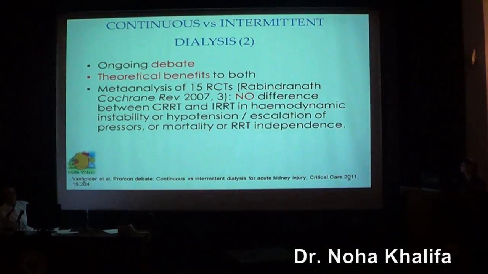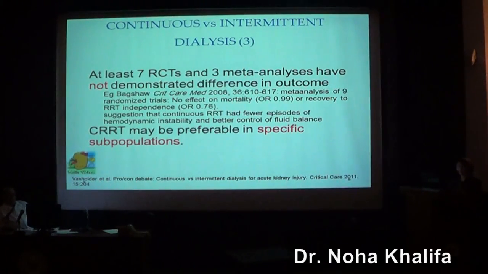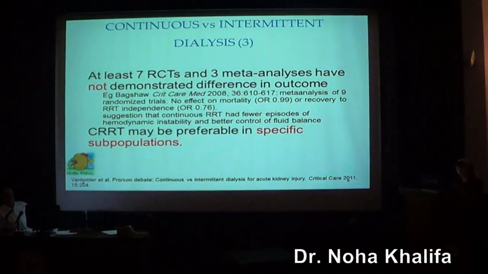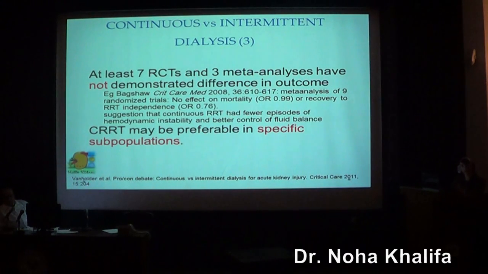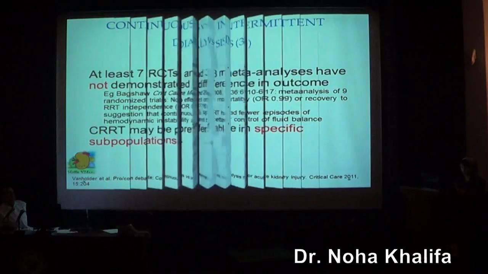So what we know is that there's an ongoing debate whether continuous is better or intermittent is better. There are only theoretical benefits, and all the randomized controlled studies showed no difference in terms of improvement. At least 7 studies and 3 meta-analyses did not demonstrate any difference in the outcome. So does this mean that continuous is useless and we have to go back to intermittent as the standard? No. There are specific subpopulations that might benefit from intermittent and other populations that benefit from continuous.